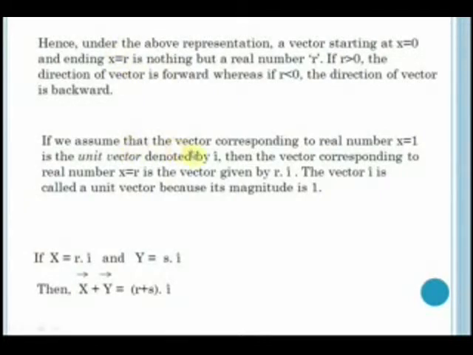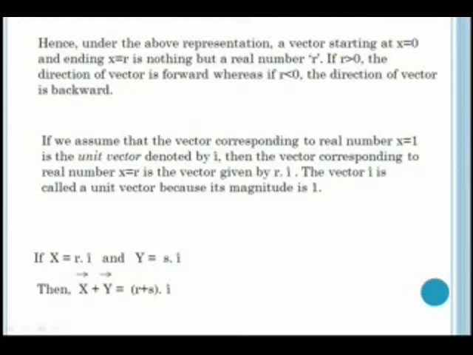Now if we assume that the vector corresponding to the real number x equal to 1 is a unit vector, this is denoted by the vector i. Thus the vector corresponding to the real number x equal to r is denoted by r times i. So this is a unit vector, and when it gets multiplied by r, it represents a vector which is equal in magnitude to r, and it is in the direction of this unit vector. Now this unit vector is called a unit vector because its magnitude is 1. So we take any unit vector along the real number line, and when it is multiplied by r, it represents a vector r such that x is equal to r.